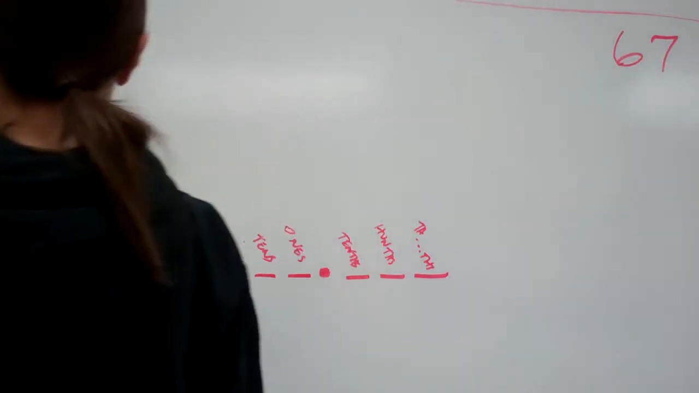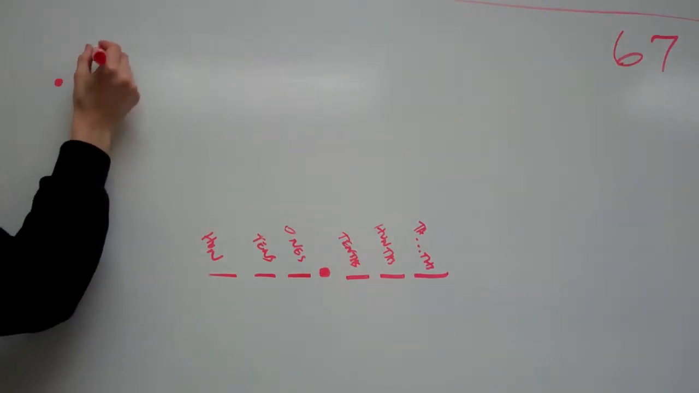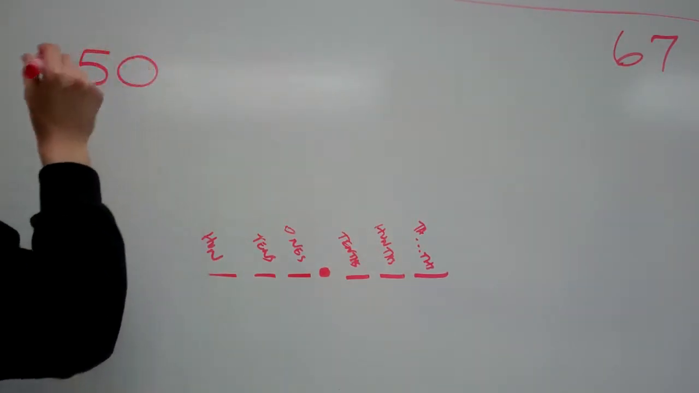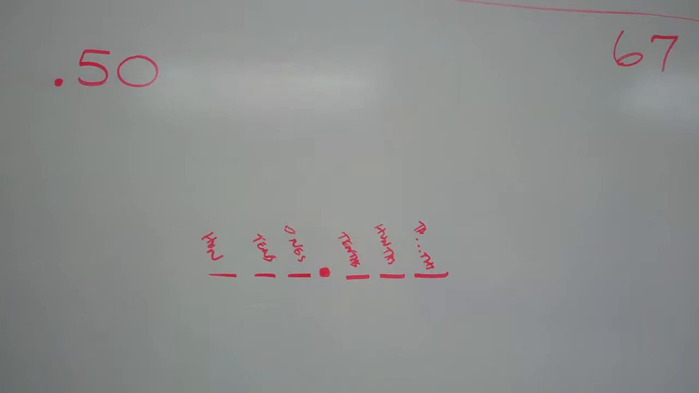Okay, so what if I had 0.50? We would do, well, the 5 is in the tenths and the 0 is in the hundredths. So we would do 500. Close. 100 and put 50. No, 50. Okay. 100.